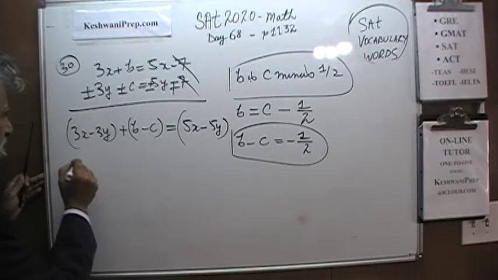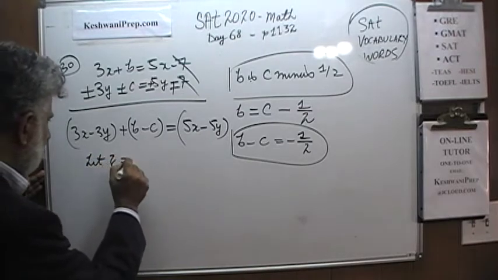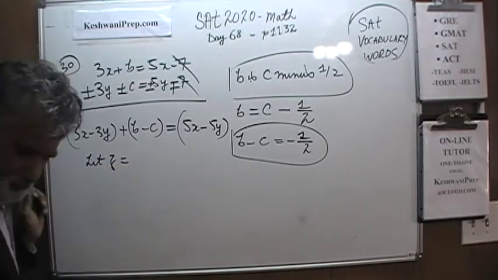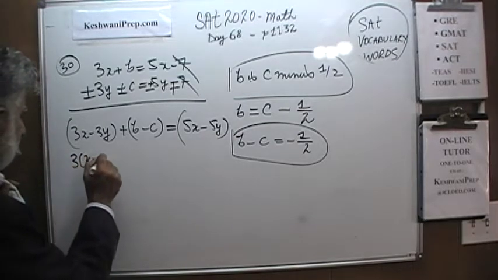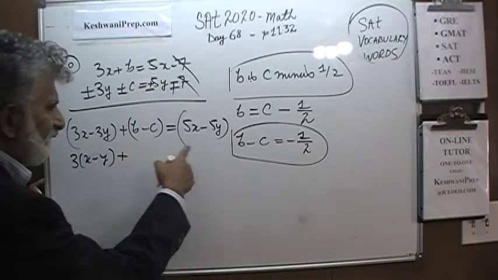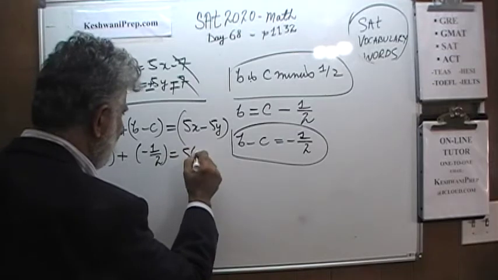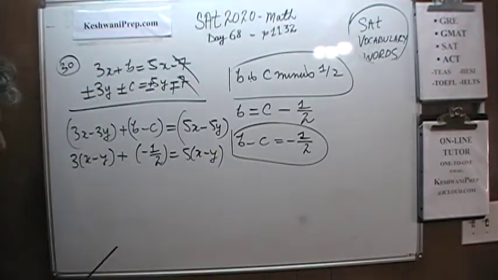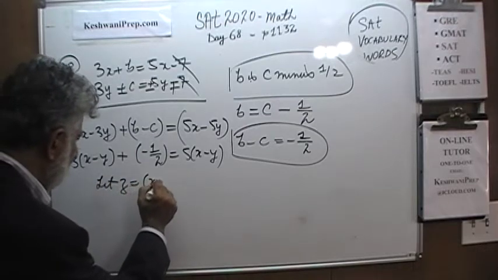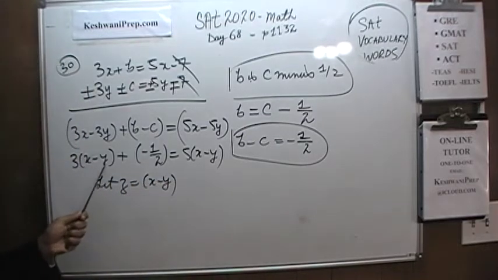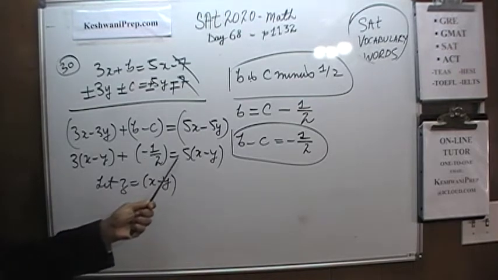Bring the 3 outside. Actually, let's not bring the 3 outside. Let's define a new variable. Let's take the 3 out first. 3 times x minus y plus b minus c, which is negative 1/2, equal to 5 times x minus y. Now, just to make it easier for us, let's define a new variable. Let z equal x minus y. So this becomes 3 times z plus negative 1/2 equals 5 times z.